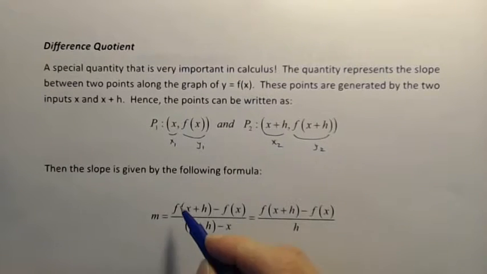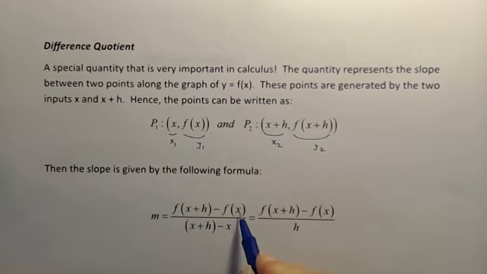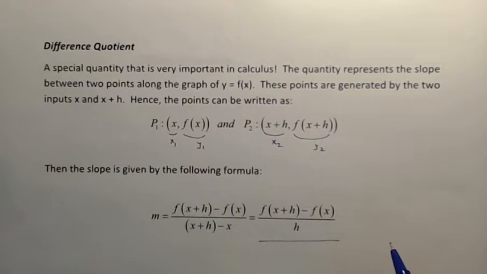And so we just calculate slope as y2 minus y1 over x2 minus x1. Okay. And then the only thing we clean up is in the denominator, you have an x plus h minus x. So the x's sum to 0, and you're just left with h. So this quantity here is referred to as the difference quotient. It will give you slope between 2 points along any curve.